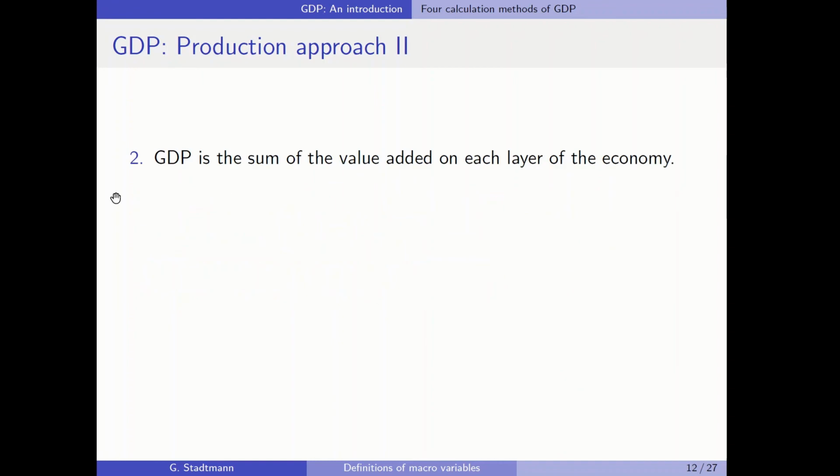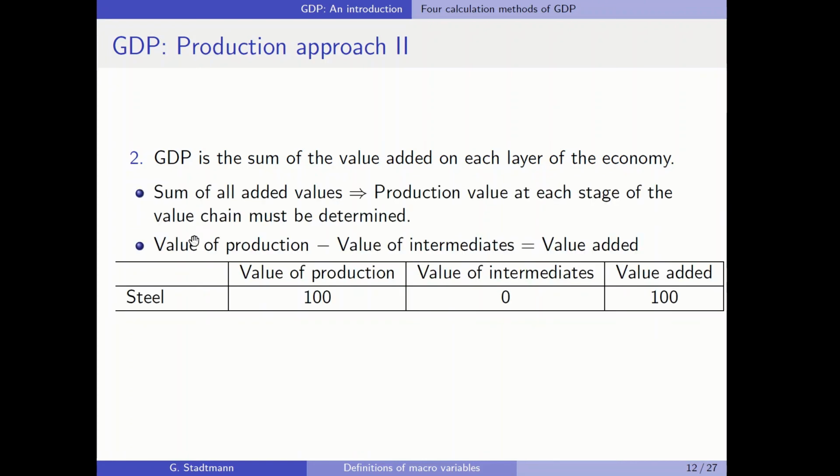Let's have a look at definition number 2. GDP is the sum of the value added on each layer of the economy. Hence, in the first step, we have to compute the value added on each layer. We have to compute the production value at each stage of the value chain. And the value added is computed in the following way: value of production minus value of intermediates.